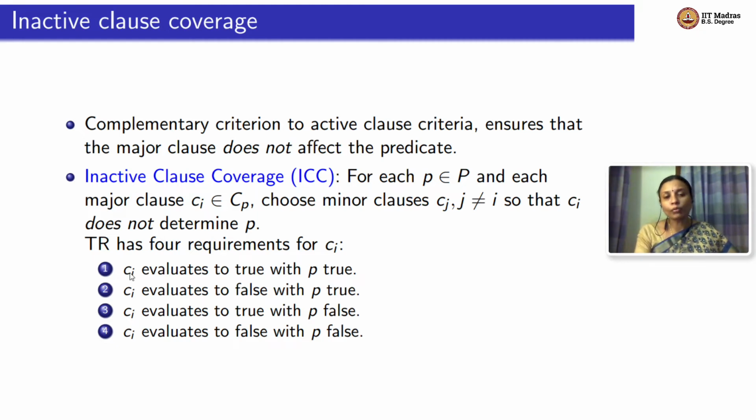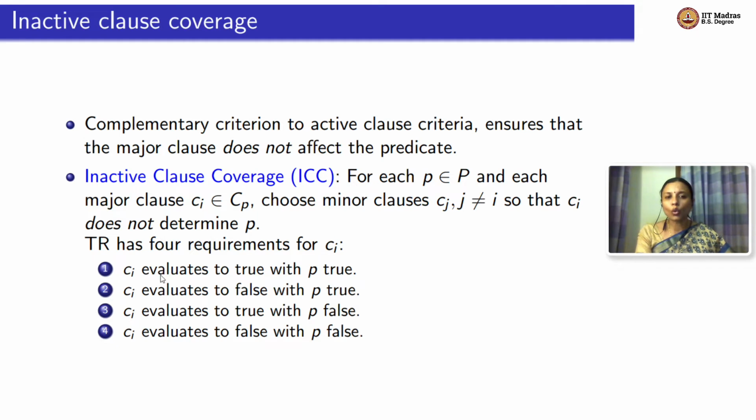which means Ci could be true and P could be true, or Ci could be false and P could still be true, as the second row here says, or Ci could be true with P being false, and Ci could be false with P being false. Please remember, inactive clause coverage says major clause does not determine P. So basically, four combinations exist. The major clause Ci could be true or false. And for each of these combinations, P could be true or false. We have no control.